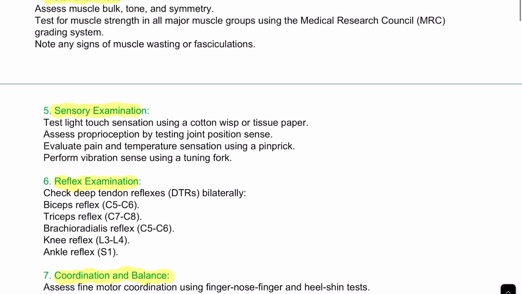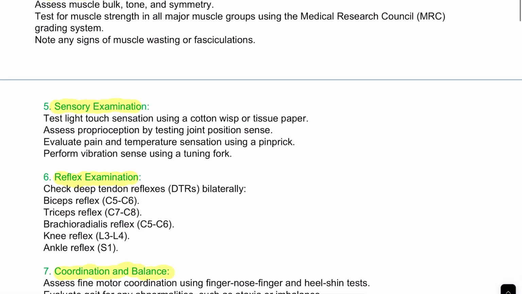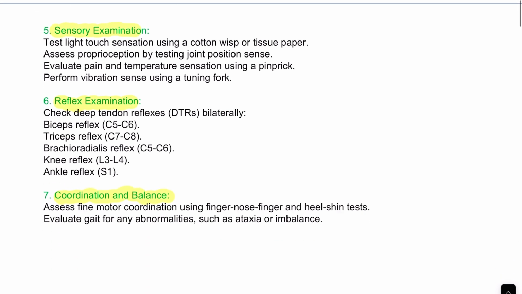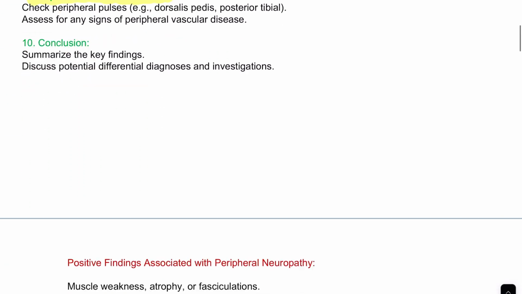So in the examination, just try to be systematic. Always start with the general inspection, and then move on to the motor and sensory examination, reflex examination, look for any cerebellar signs, do the Romberg test, and the peripheral vascular examination.